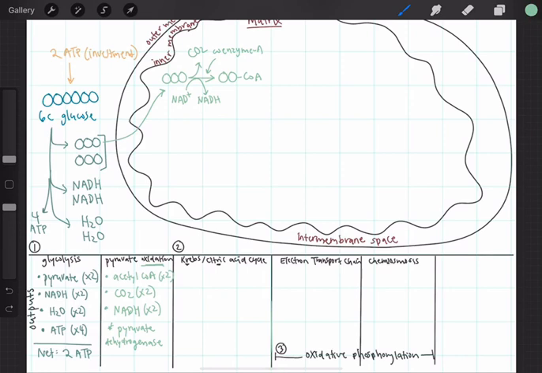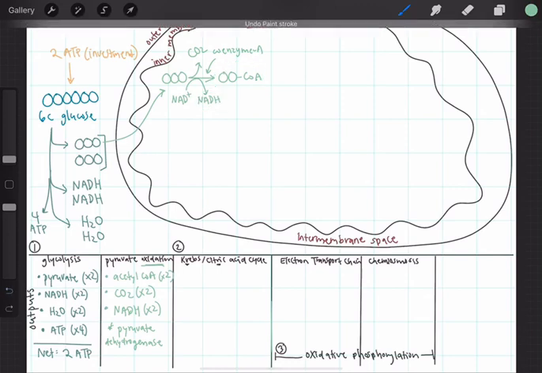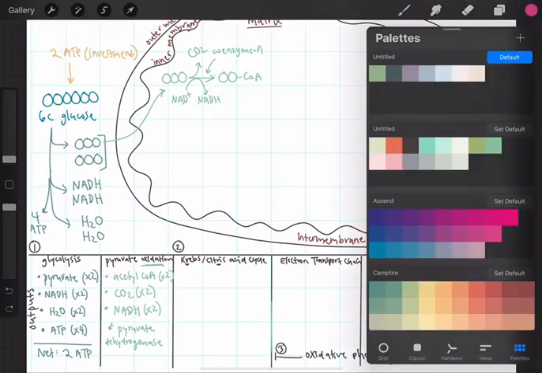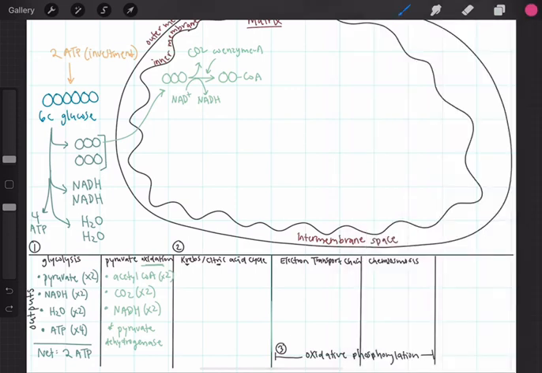Pyruvate oxidation is the first step in which carbon dioxide is released in cell respiration. Carbon dioxide is also released in the Krebs cycle. And so far we have NADH storing energy extracted from the pyruvates. This acetyl-CoA contains very high potential energy that it can bring into the citric acid cycle. So now the citric acid cycle is going to be in pink. And I'm going to draw a sort of cycle with an arrow going in the cyclical direction.